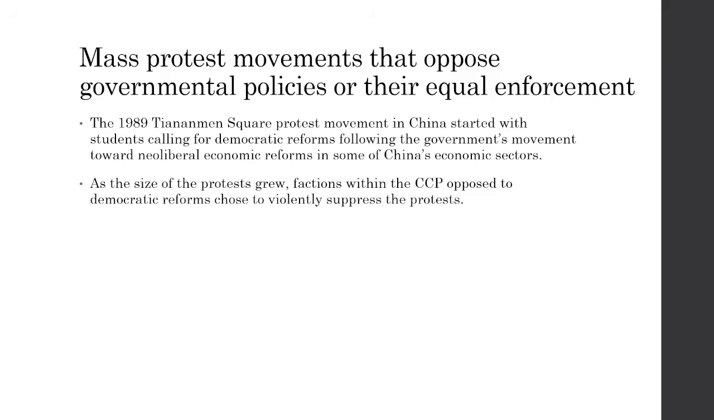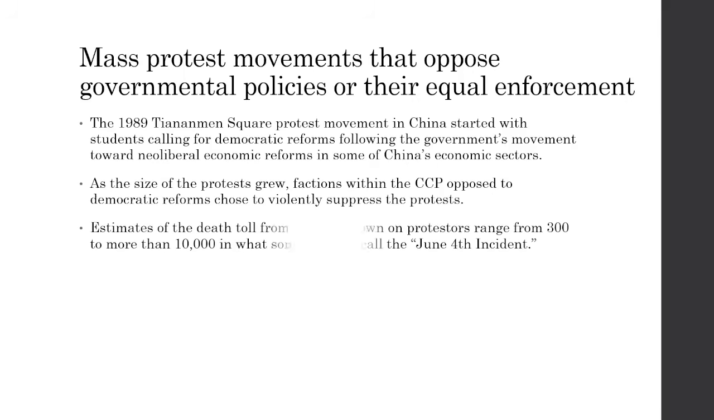As the size of the protests grew, because people started to like it, factions within the Communist Party opposed these democratic reforms. I mean, why wouldn't they? And so they violently suppressed the protests to stop other people from speaking out. It resulted in a death toll that ranges from 300 to 10,000.